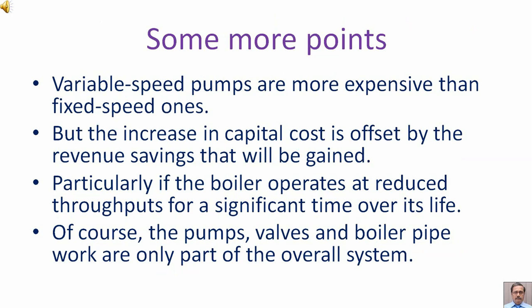Some more points. Variable speed pumps are more expensive than fixed speed ones, but the increase in capital cost is offset by the revenue savings that will be gained, particularly if the boiler operates at reduced throughputs for a significant time over its life. Of course, the pumps, valves, and boiler pipe work are only part of the overall system.